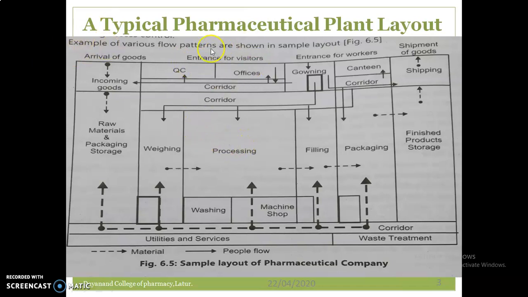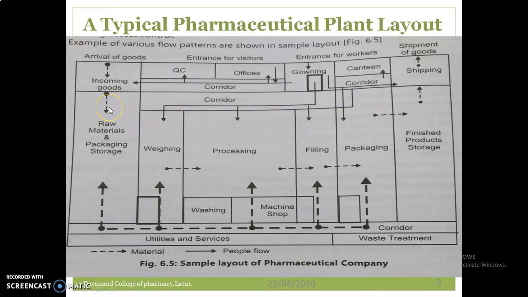The flow pattern is given in this layout. So different areas are there. We will discuss some of the areas. First is the ancillary areas. It consists of rest and refreshment room, changing room, washing area, canteen area. You can see this, so we can call that an ancillary area. Gowning area, canteen, corridor.